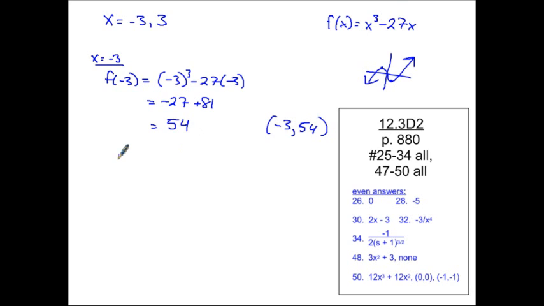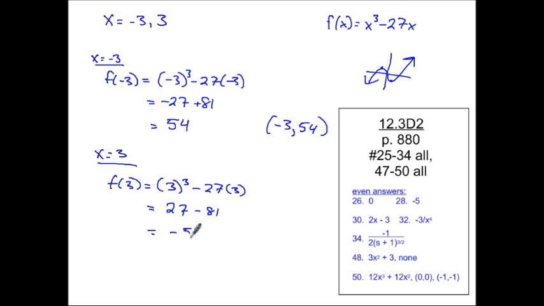I got a second one though, for x equals positive 3. So f of 3 equals 3 cubed minus 27 times 3. And conveniently, I'm going to get some similar numbers here, 27 and negative 81, and that gives me now a negative 54. So my other point, where my tangent is horizontal, is 3 comma negative 54. Those are basically the 2 points on this graph where it changes from going up to going down and then to going back up.